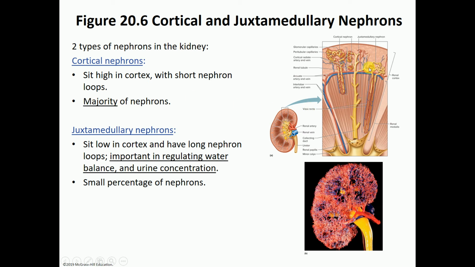A small percentage of the nephrons are deeper in the cortex, very close to the medulla, and we call those the juxtamedullary nephrons. Juxta means neighboring or very close by, and that's where the name comes from because of their anatomical position, being very close to the medulla. These are extremely important in regulating the water and electrolyte balance and the concentration of urine. So if our body needs to concentrate the urine or dilute the urine, these juxtamedullary nephrons are the ones that are extremely important in performing that function.